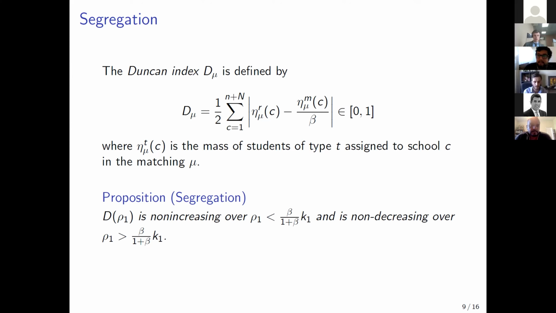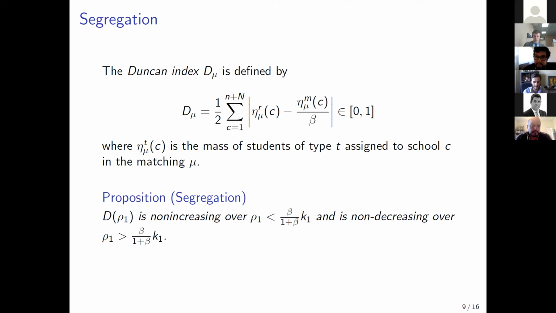So we measure segregation using the Duncan index. We also have results for other indexes in the paper. The Duncan index is computed as 1/2 the sum over all schools of the absolute value of the difference between the number of regular students in the school minus the number of minority students in the school.